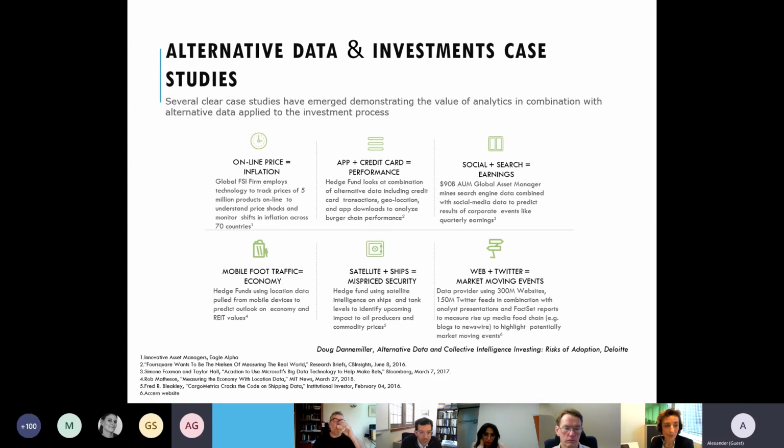The other one is social media and search to predict corporate earnings. You know, this is somehow already overloaded. There are many startups who provide services in this space. Mobile food traffic to understand the state of the economy.